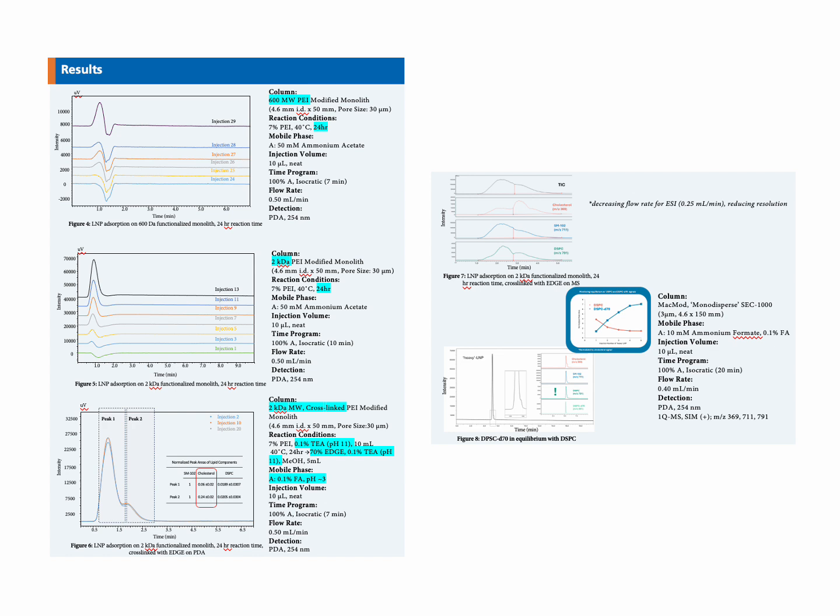In Figure 6, the column we use is a 2000 Dalton PEI monolith that has been cross-linked with ethylene glycol diglycidyl ether, or EDGE. We also modified the reaction conditions to using a PEI solution with a pH of 11 by adding 0.1% triethylamine. For analysis, we changed the aqueous mobile phase to 0.1% formic acid from 50 millimolar ammonium acetate.